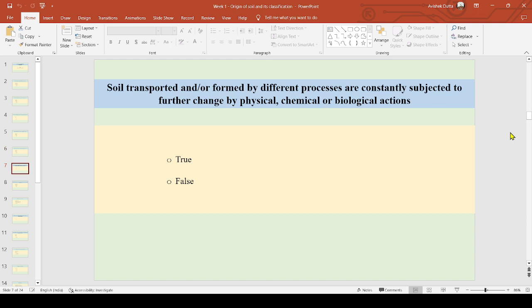This is a true false question. Soil transported and or formed by different processes are constantly subjected to further change by physical, chemical, or biological actions. I repeat, soil transported and or formed by different processes are constantly subjected to further change by physical, chemical, or biological actions. Is this statement true or false?